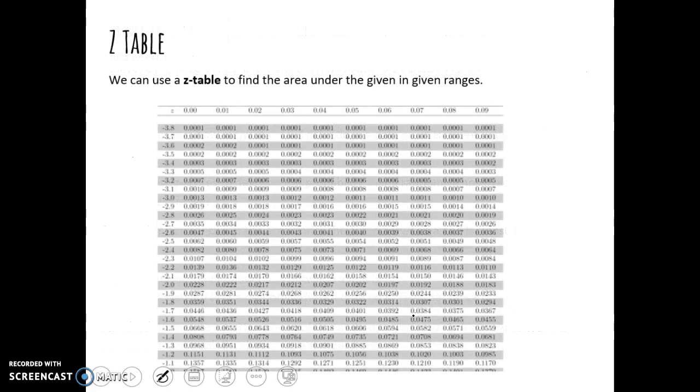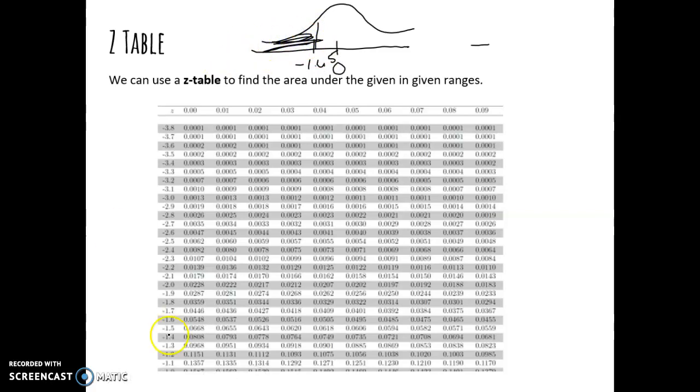Now, we use what is called a Z table to find the area under the given range. So what in the world does that mean? If we had a standard normal curve, I could find the area to the left of a specific z-score. So here's the standard normal curve, rather, and the mean is 0. The standard deviation is 1. So let's say I have a z-score of negative 1.65. The area to the left I can find using this table.